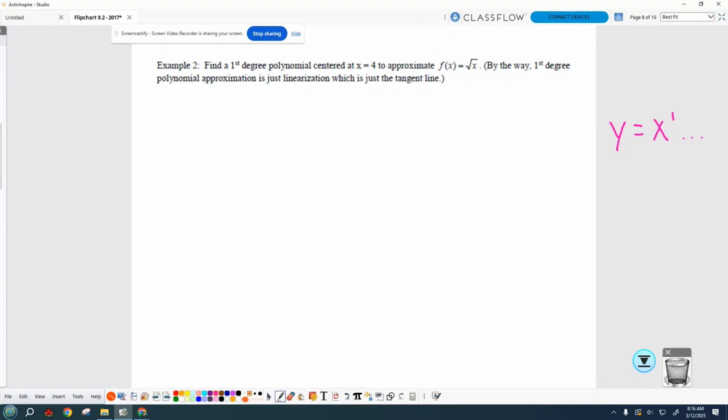What do we normally say? Don't we normally say find a tangent line? So do that. Find the tangent line. Where is it centered? At 4? Okay, so do that.